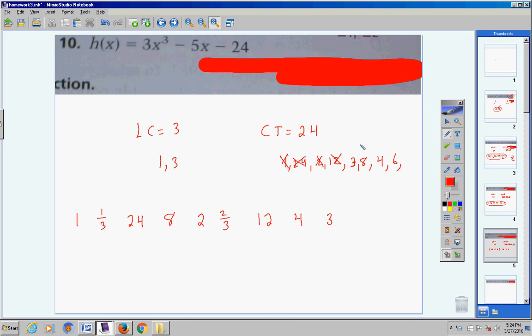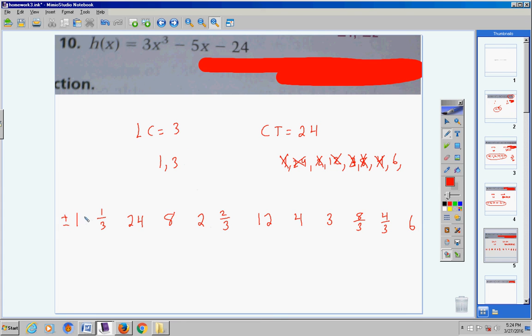We have 1 already. Now we have 8 over 1. We already have 8. And 8 over 3, which is 8/3. Now we have 4 over 1, which we have already. And then 4 over 3, which is 4/3. Then we have 6. 6 over 1, which is 6. And then 6 over 3, which is 2. We already have a 2 right here.